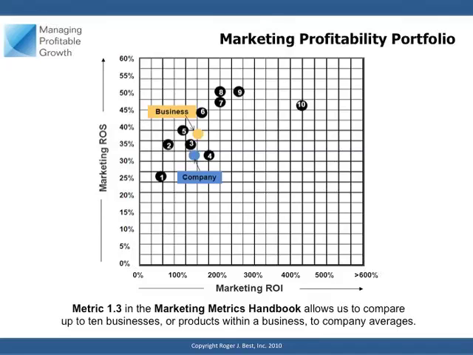If they had $1 to invest in marketing and sales expenses, they would be best served by investing in product number 10, where they would earn $4.50 in marketing profits for each dollar invested. Product 1 would only return 50 cents on each dollar invested. Metric 1.3 in the Marketing Metrics Handbook can be used for this purpose.